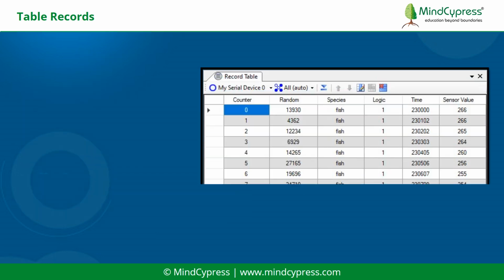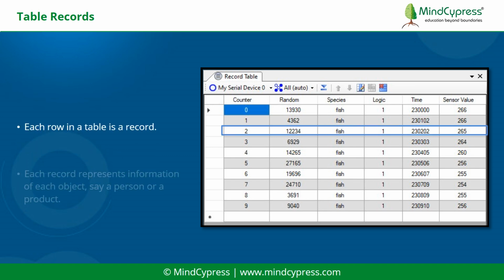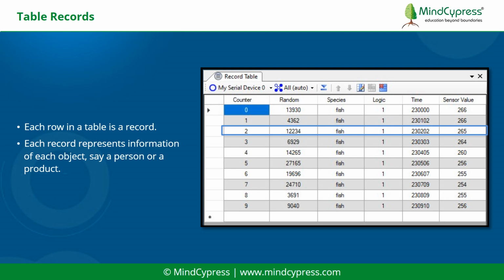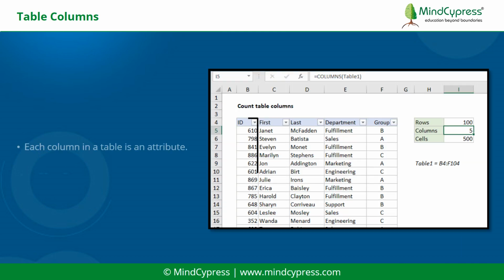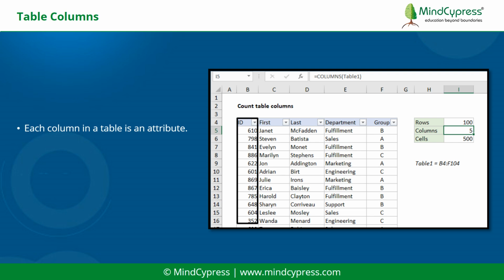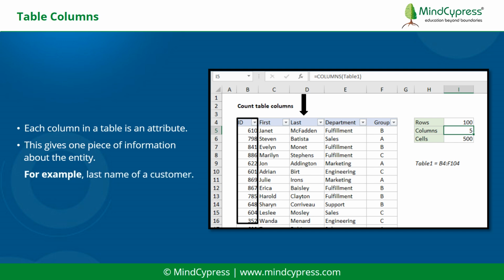Now we will discuss table records. Each row in a table is a record. Each record represents information of each object, say a person or a product. Now we will discuss table columns. Each column in a table is an attribute. This gives one piece of information about the entity. For example, the last name of a customer.